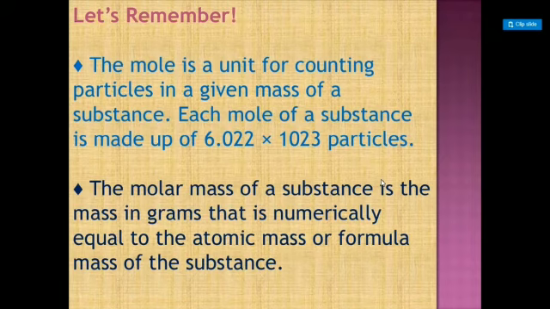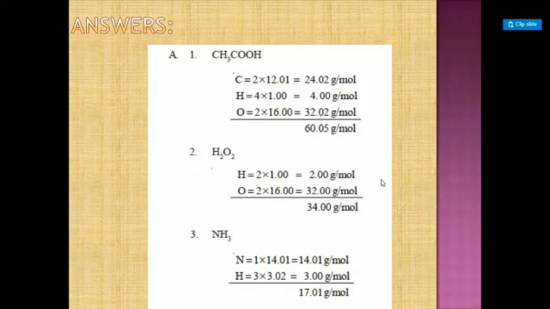Let's remember: the mole is a unit for counting particles in a given mass of a substance. Each mole of a substance is made up of 6.022 into 10 to the power 23 particles. The molar mass of a substance is the mass in grams that is numerically equal to the atomic mass or formula mass of the substance. These are the answers to the previous question. First you have to try it yourself, and then check it.